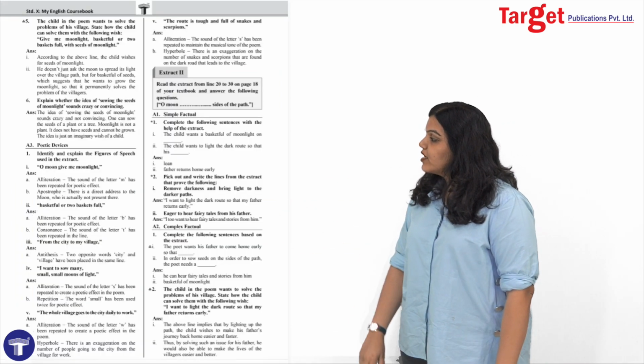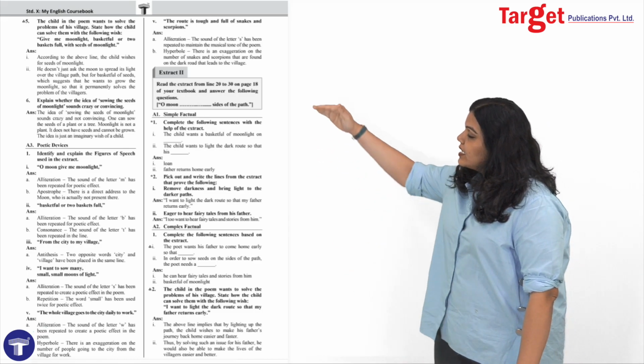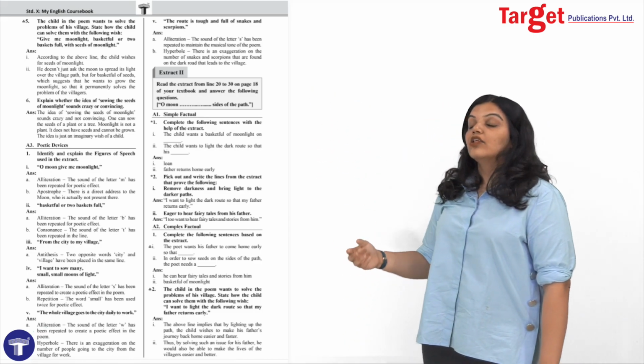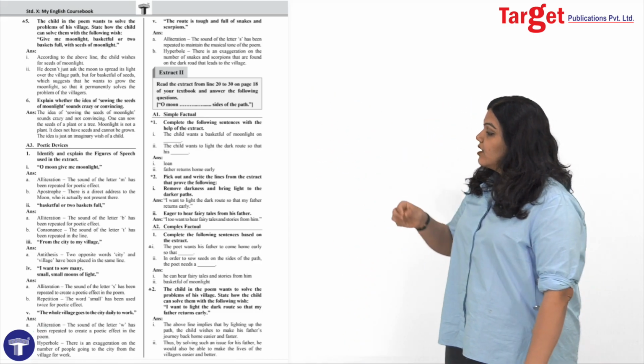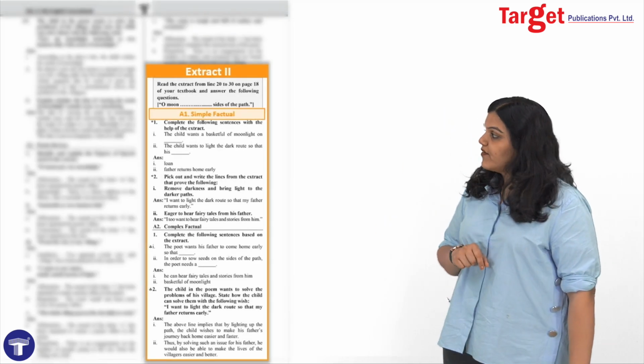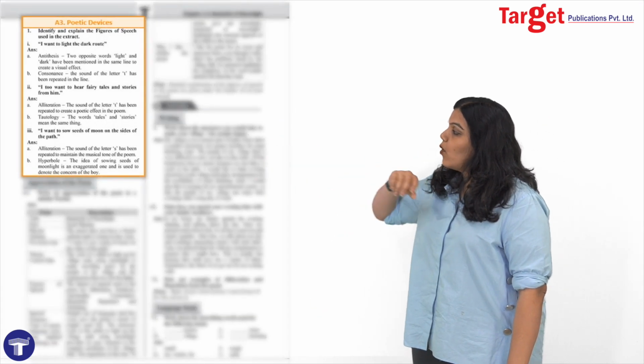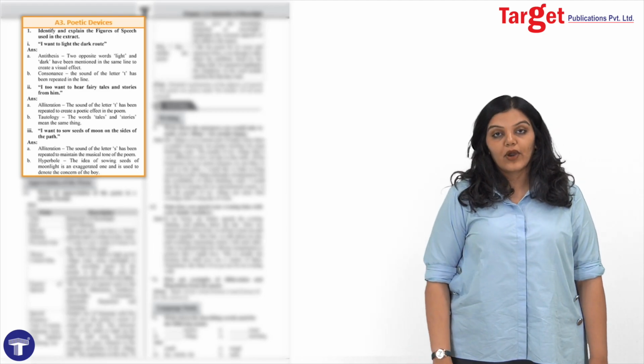Now after the paraphrase, you will see that the poem is also divided into extracts, and under each extract you will find the 3 different types of questions which are necessary to solve and attempt your paper, that is the simple factual questions, the complex factual questions, and the vocabulary or poetic devices types of questions.